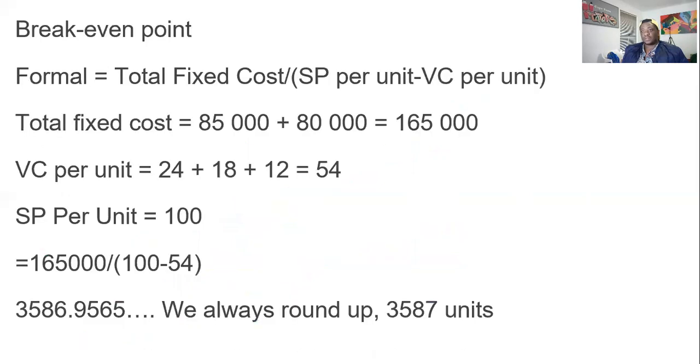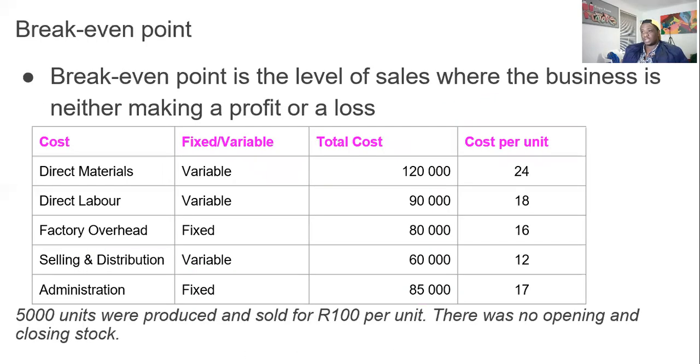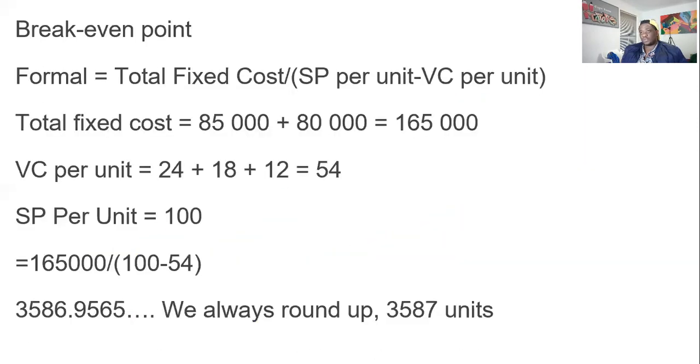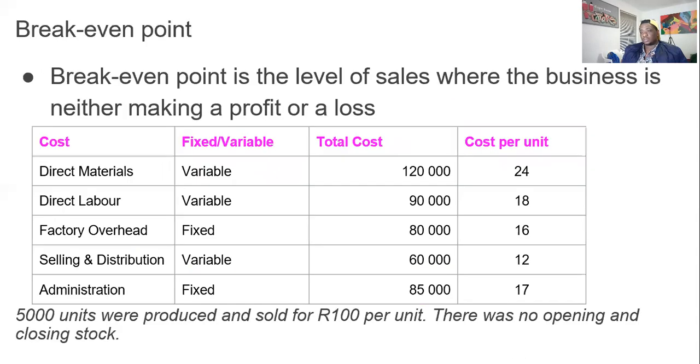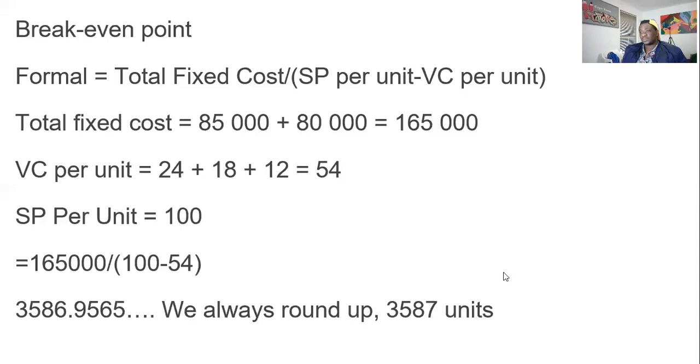So to calculate the break-even point, the formula is total fixed cost divided by selling price per unit minus variable cost per unit. The total fixed costs, obviously, we had two fixed costs, which was 80,000 and 85,000 for factory overhead and administration. So there was 165,000. And then the variable cost per unit, we're going to take 24 rand plus 18 rand plus 12 rand, and that would be 54.